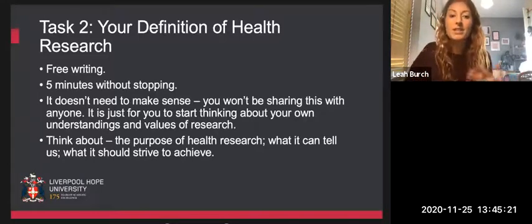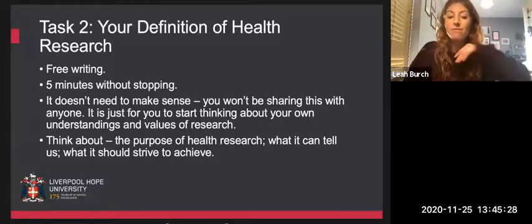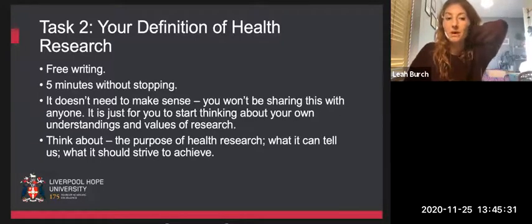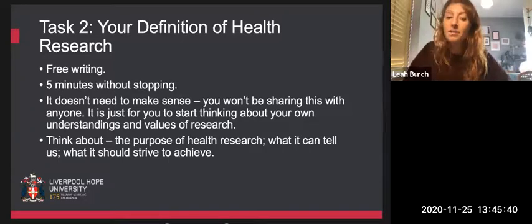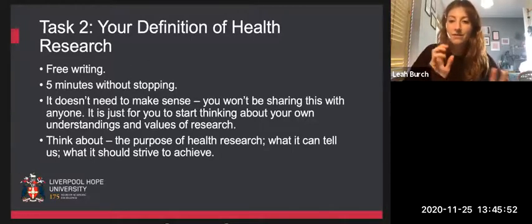So what I want you to do is to think about these 3 questions on the slides and to use these as prompts to get you started with free writing. So I want you to think about what the purpose of health research is. And we spoke about this quite a lot in the last lecture, and then we've briefly gone over it now as well. What kind of things can health research tell us, and what should it strive to achieve? So like I said, I want you to pause the video for about 5 minutes and do yourself a little bit of free writing to try and get your ideas about this.